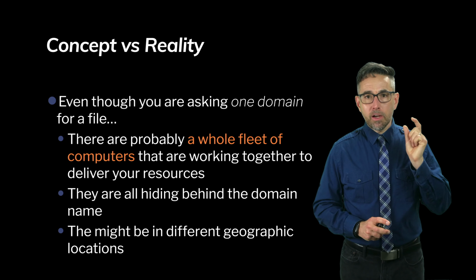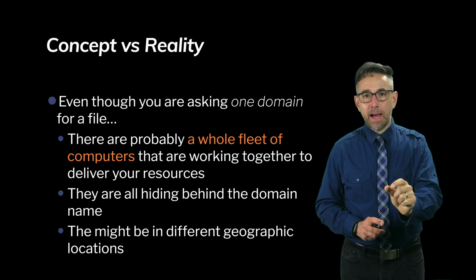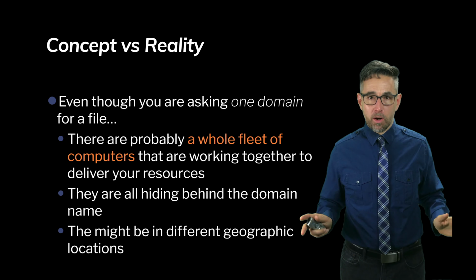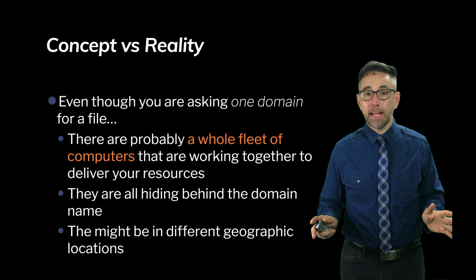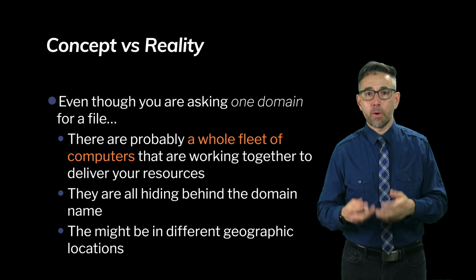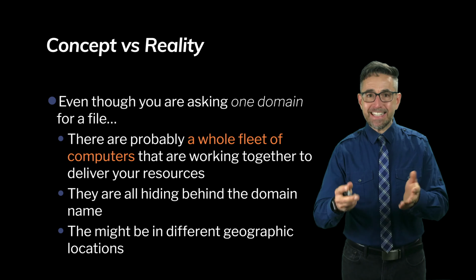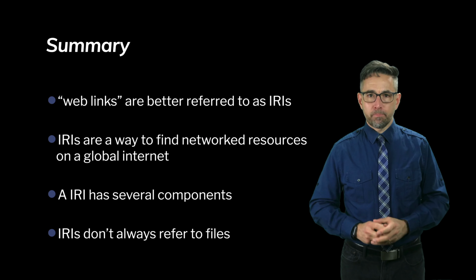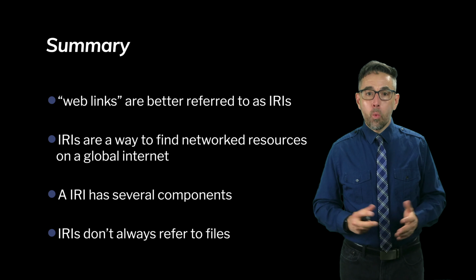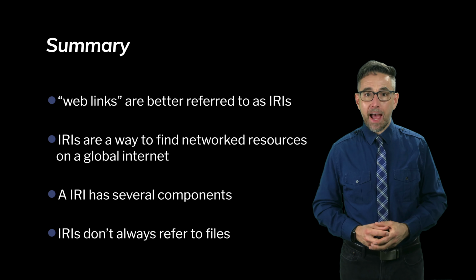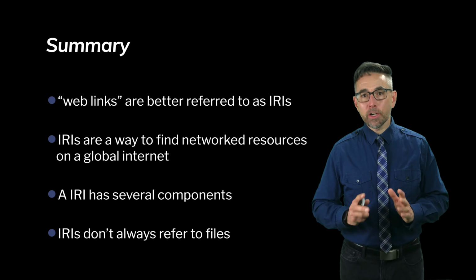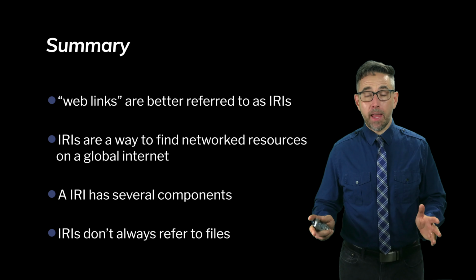So conceptually, we're asking one computer for one file. But in reality, you may be tapping into an entire network of computers distributed across the planet that are constructing resources for you on the fly and presenting this illusion of delivering a file back to you. So, to summarize, web links are better referred to as IRIs, something that we use every day in our use of the internet. IRIs are a way to find networked resources on a global internet.